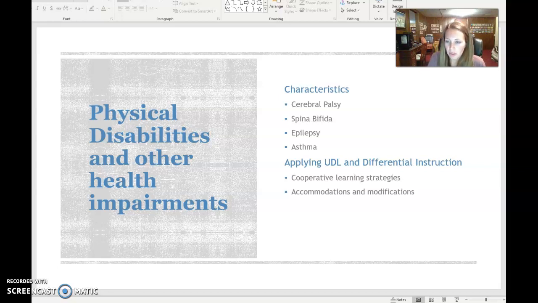Ways to apply UDL and differential instruction for these students will be cooperative learning strategies, which is having small groups of students focus on a common learning task, and accommodations and modifications. So accommodating these students with wheelchair accessibility, letting students reach any materials they may need, and some modifications for tasks, maybe extending times or deadlines, or possibly taking frequent breaks when they need.